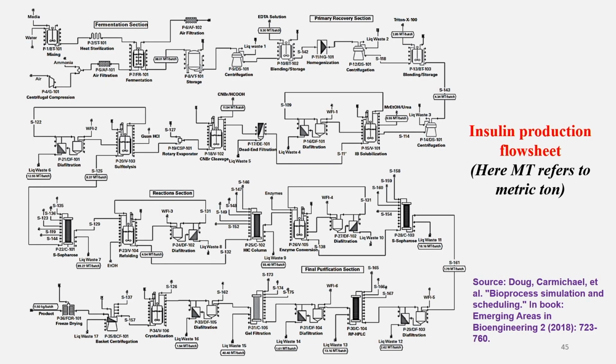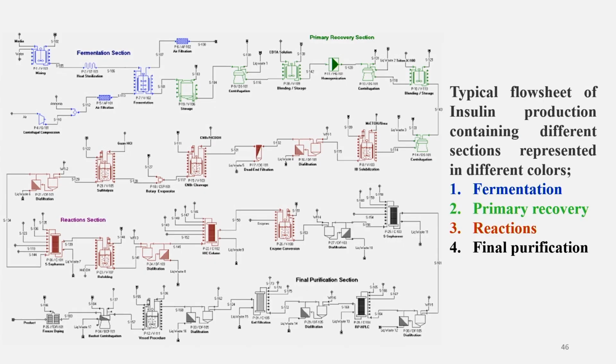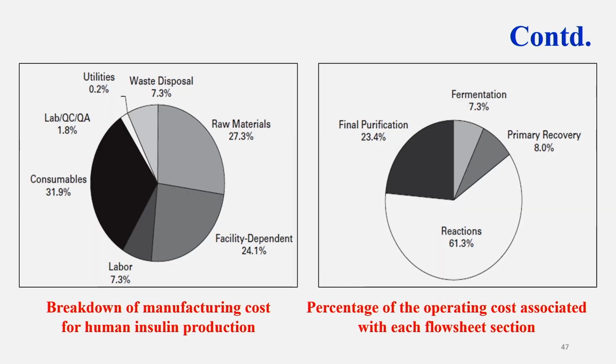Now, from this flow diagram you can further identify based on different color. So, you just see the blue one is the fermentation part from here to here, then primary recovery part followed by the reaction part. So, there you are getting from proinsulin to insulin, then you finally go for the final purification part. So, in this way you are able to generate the entire flow sheet, and along with the flow sheet you can also perform the economic analysis.